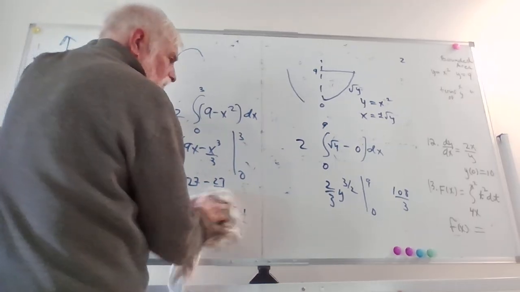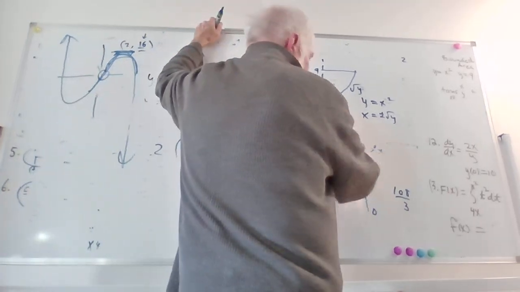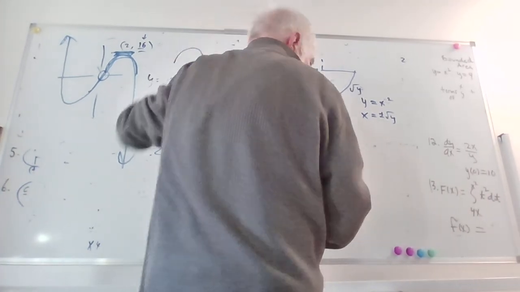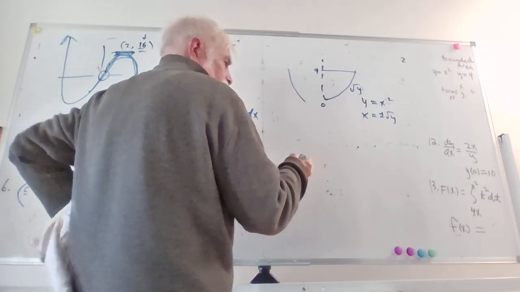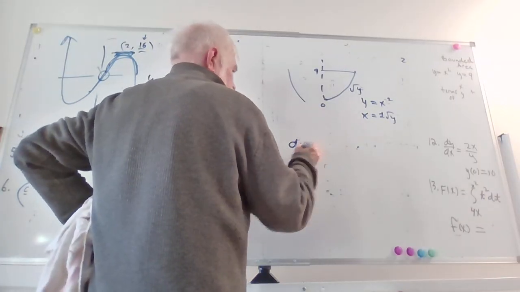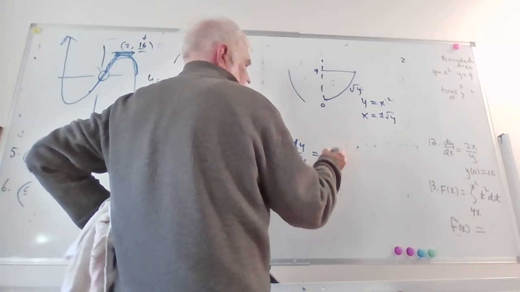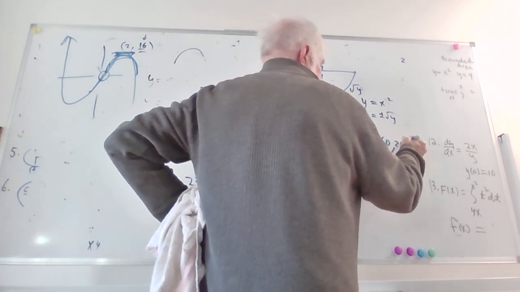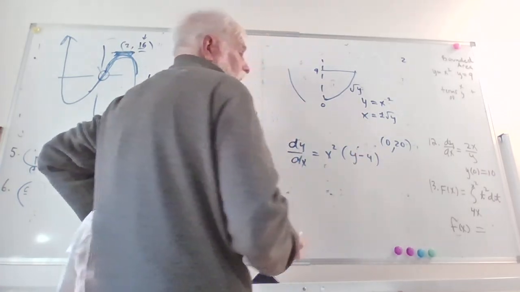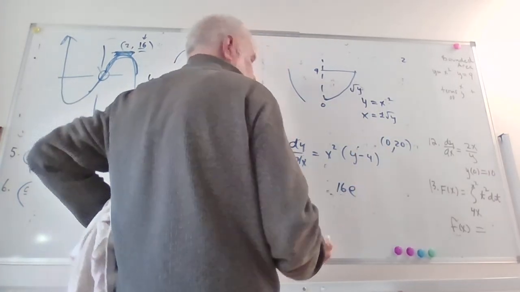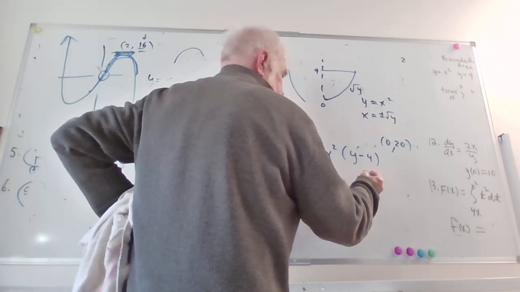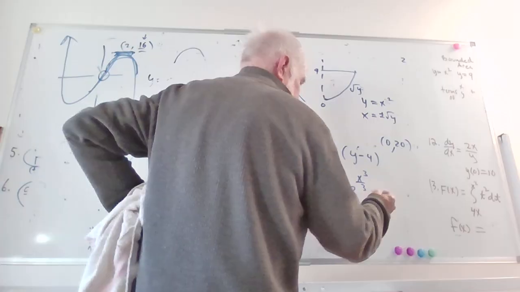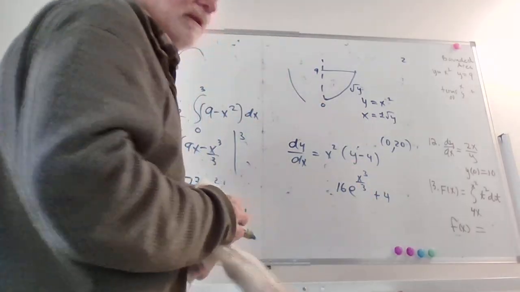All right. Trying to keep the videos so that they're not terribly long. So let me make another problem up and you can try it. And I just want to not have to pause and do it again tomorrow. So let's look at dy dx equals x squared, y minus 4. 0 gets you 20. Okay, so if that's true, then I should have 16e to the x cubed over 3 plus 4. So do that out and you should get that answer.